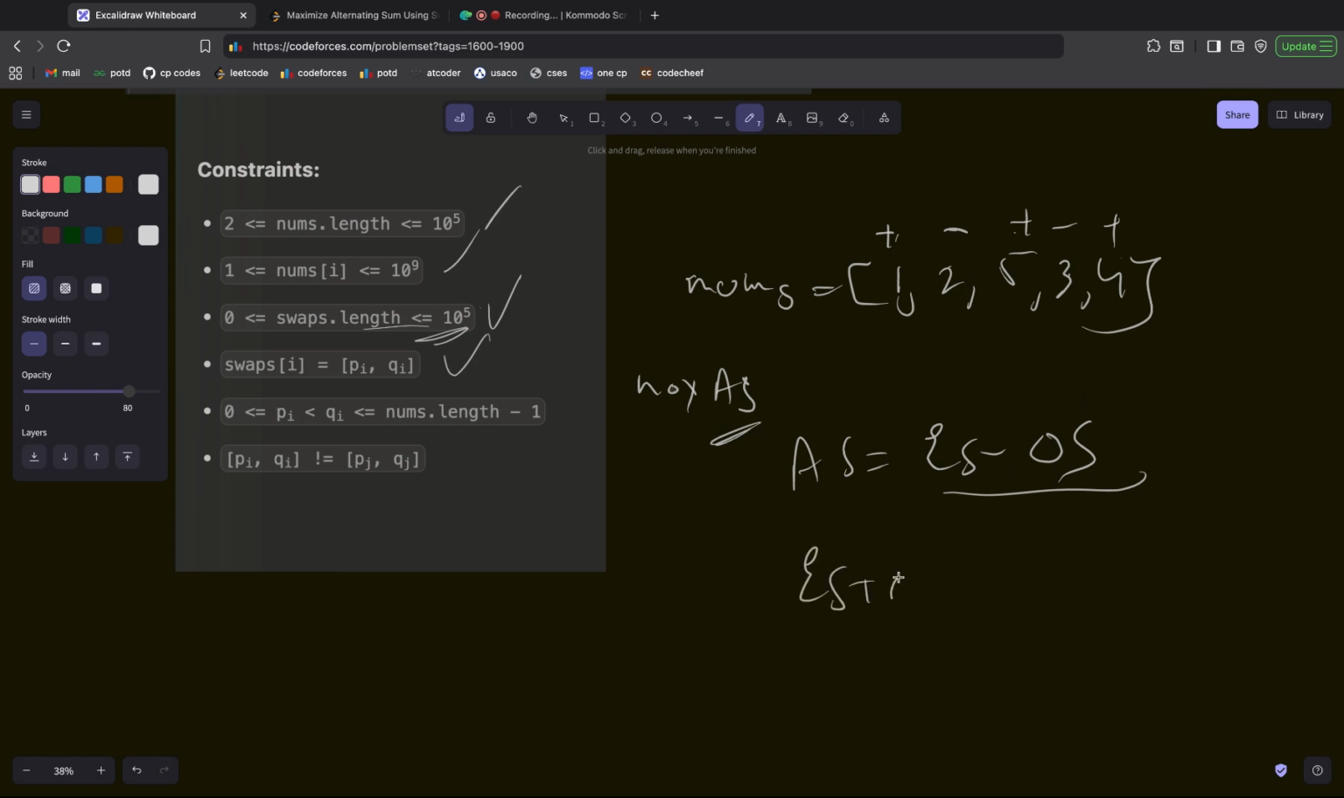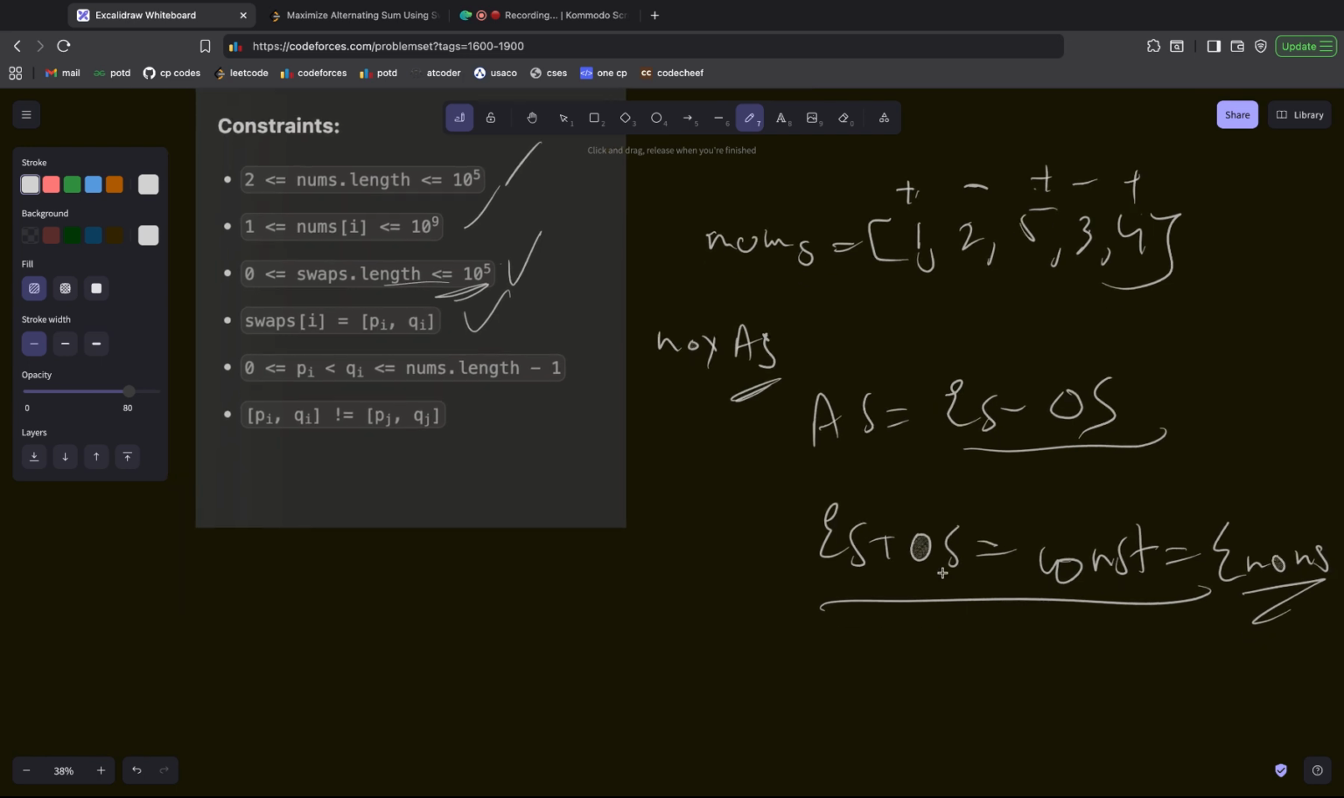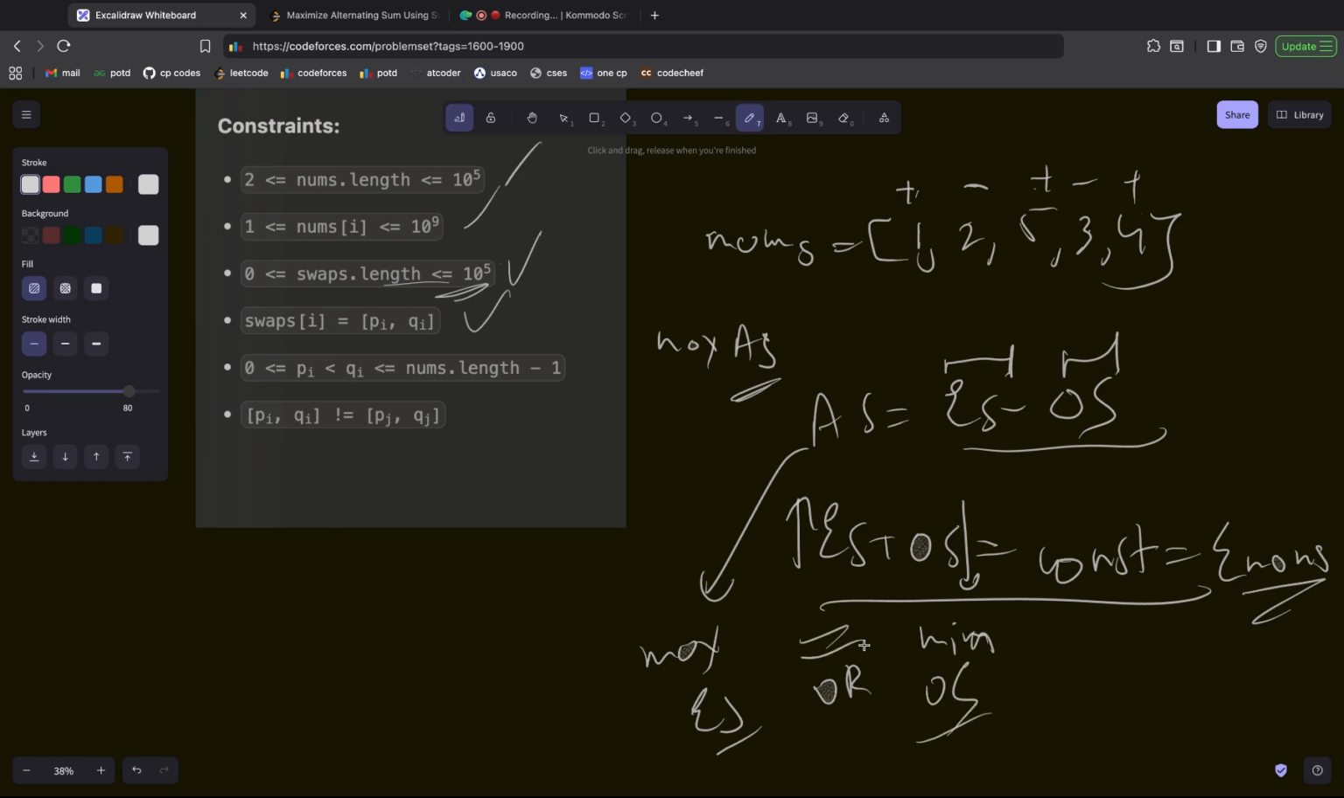Okay, so even sum minus odd sum. Also, my even sum plus odd sum would be a constant. That's the total sum of nums, and the total sum of nums we cannot change. We are not changing the value of nums. That's why this is a constant. So what you will say? Let's try to maximize the even sum. My odd sum would always get minimum, because if this is getting increased, this would have to decrease, because the sum has to be constant. So we should try to maximize even sum, or you can say minimize odd sum. Both mean the same. These two are the same thing.